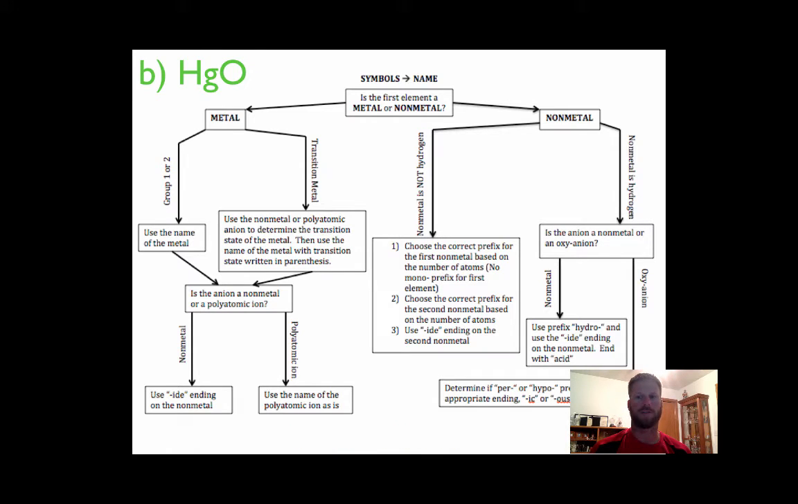Pause the video and try the rest of the examples. B and C will flow through the chart, and D and E will simply be given to you.